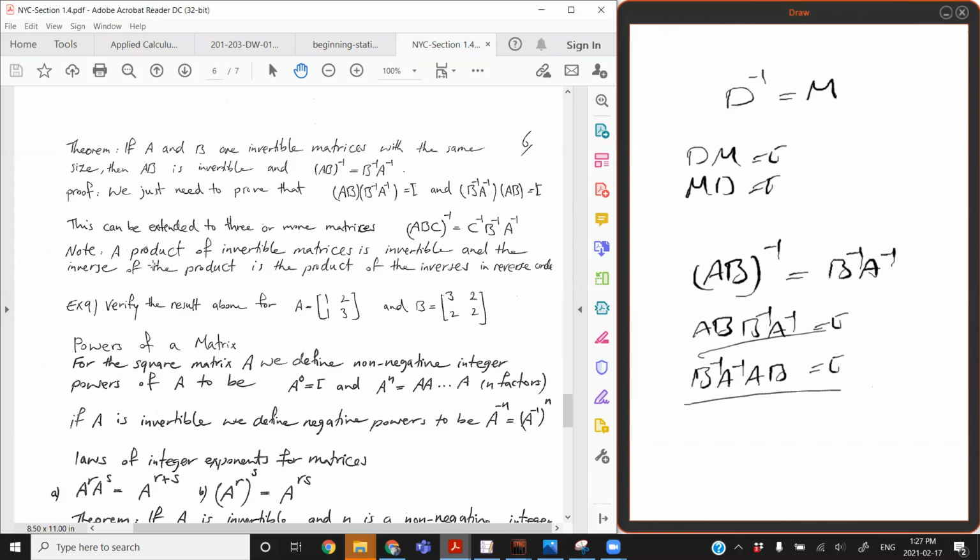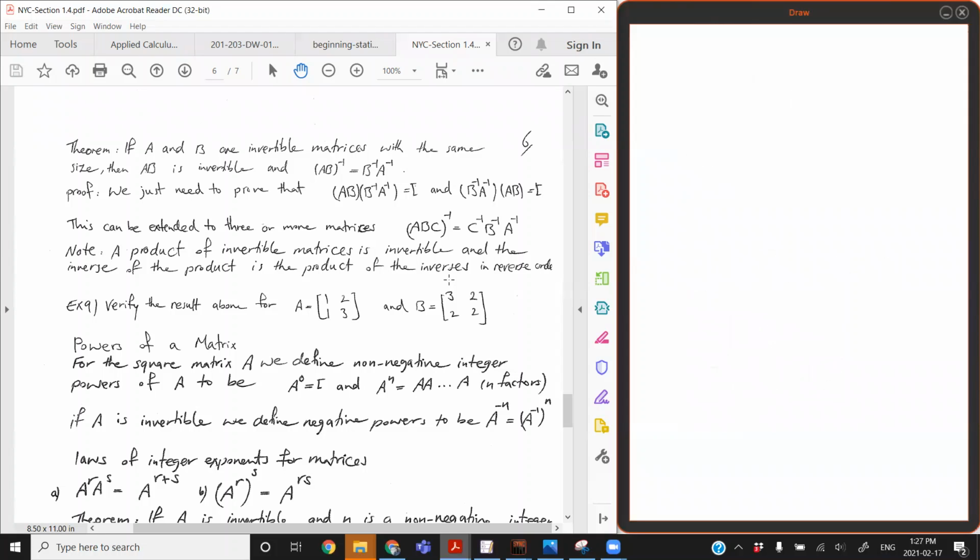So we have this note: a product of invertible matrices is invertible, and the inverse of the product is the product of the inverses in reverse order. However, if you have a product of matrices, let's say A, B, C, D, and just one of them is singular, then the whole thing will become singular. So if you have a product of 4 matrices, and out of these 4 matrices just one is singular, so imagine that C inverse does not exist, then the inverse of the whole product would not exist.